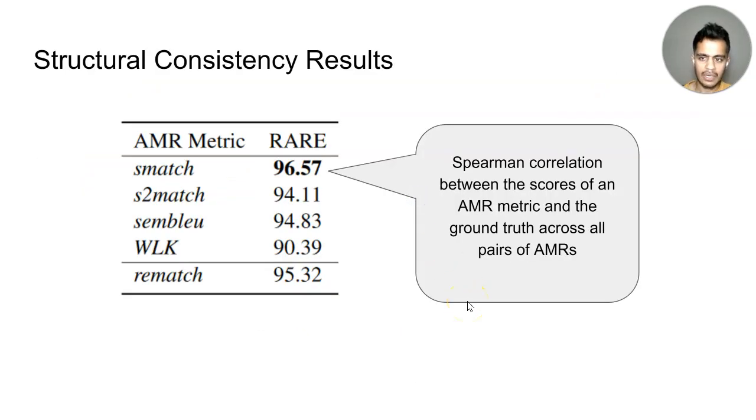And these are the results. We call this benchmark randomized AMR for rewired edges, also RARE. And the score is basically the Spearman correlation between the AMR metric scores and the ground truth annotated scores for all pairs of AMRs. As you can see, S-match performs the best, and Rematch is the second best with a score of 95.32.